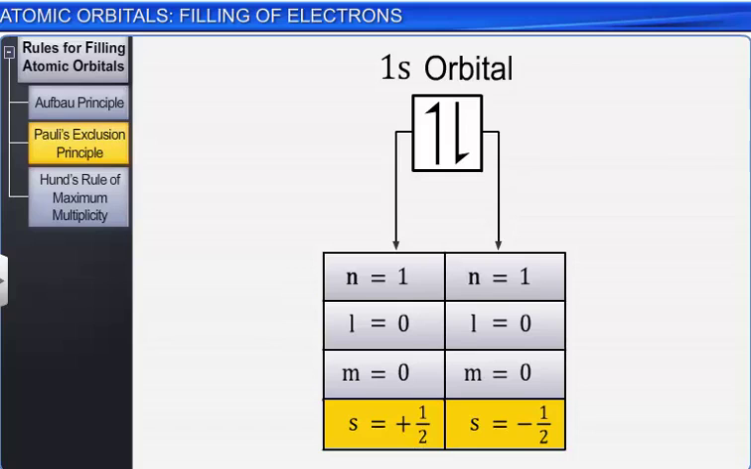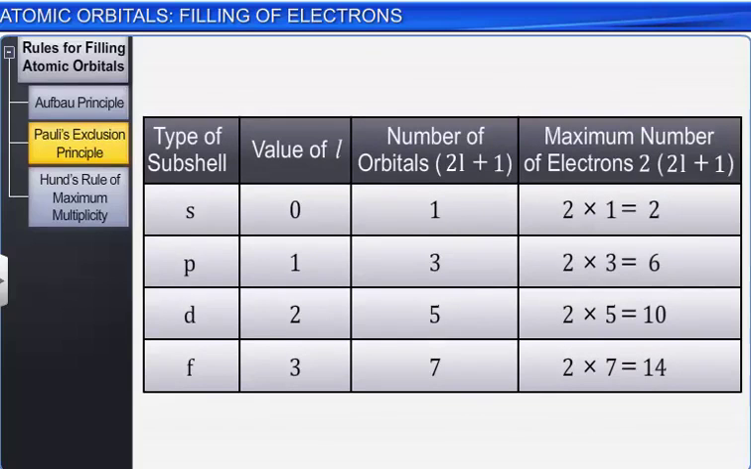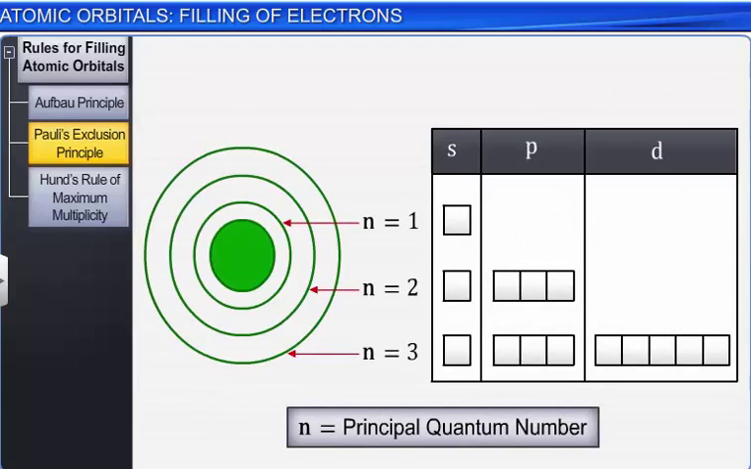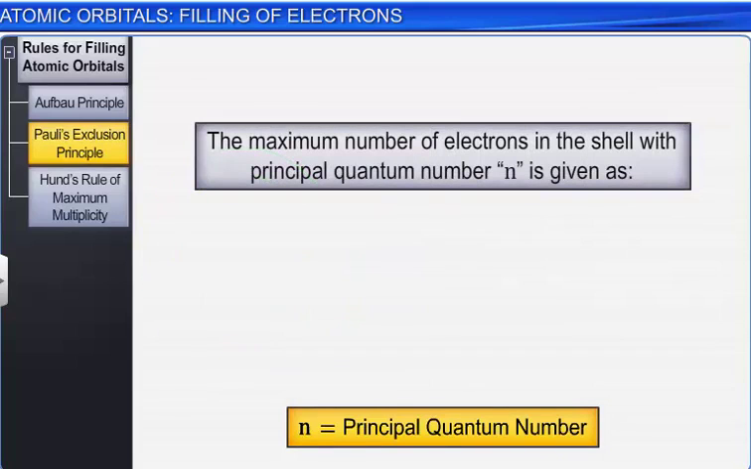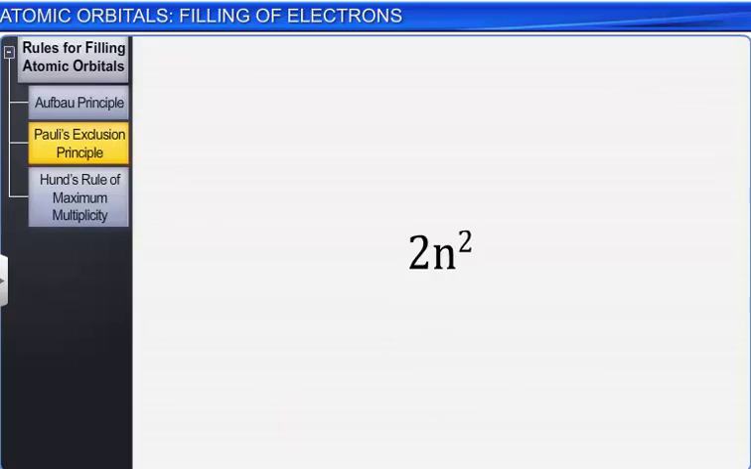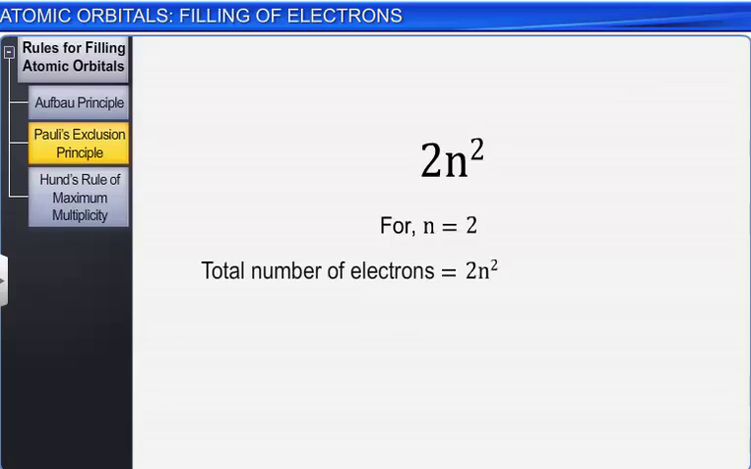Similarly, as p, d and f subshells have 3, 5 and 7 orbitals, they can have the maximum number of electrons equal to 6, 10 and 14 respectively. We know that the total number of subshells that can be present in a shell is equal to the value of n, which is the principal quantum number. This principle has an immense value as it gives the maximum number of electrons that can be accommodated in a shell, which is equal to 2n square. For example, if the value of n is 2, the total number of electrons is 2 multiplied by 2 square, which is equal to 8.